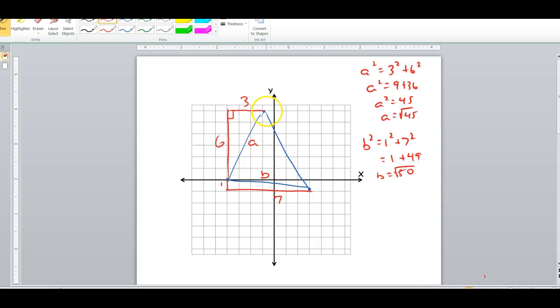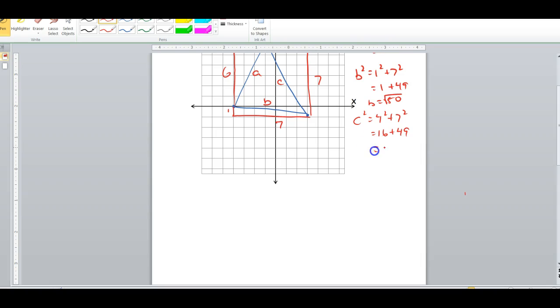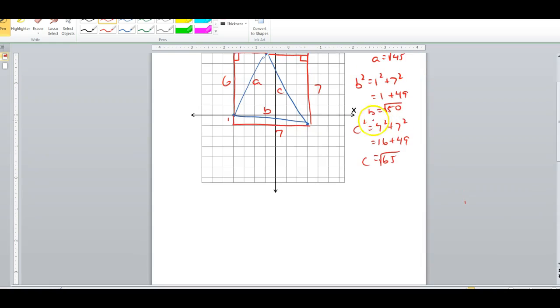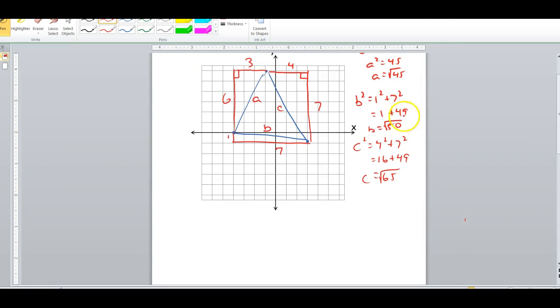And then one last time, let's create a right triangle here by going horizontal and vertical. I have 1, 2, 3, 4 on a side. 1, 2, 3, 4, 5, 6, 7 on this side. We'll call that side C. So C squared is 4 squared plus 7 squared. That's 16 plus 49. That's 65. So C is the square root of 65. So I have my 3 lengths, square root of 45, square root of 50, and square root of 65.